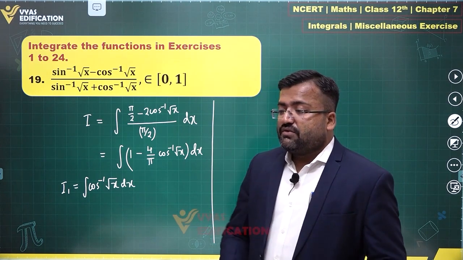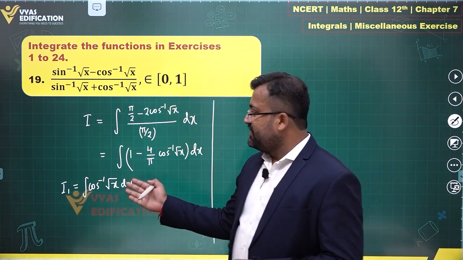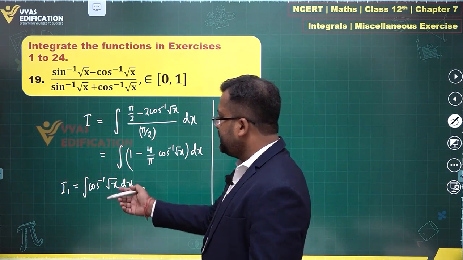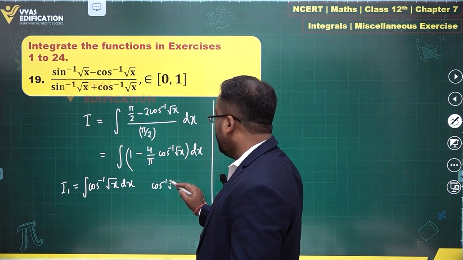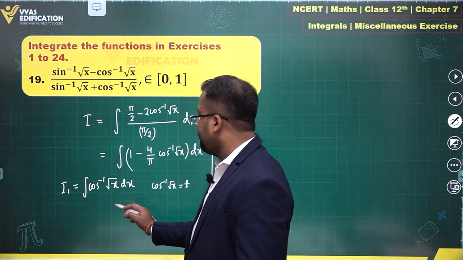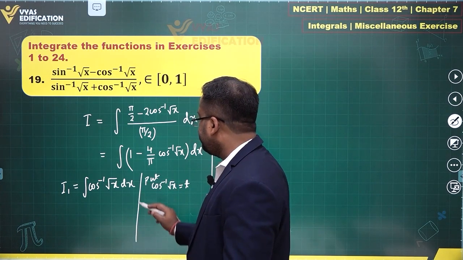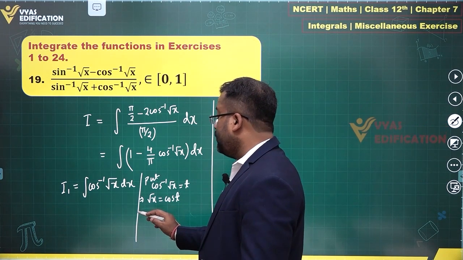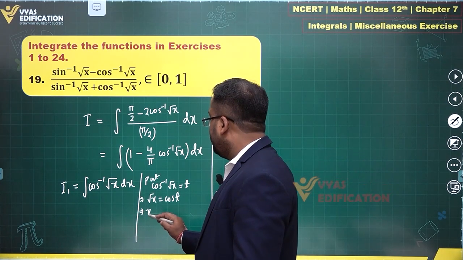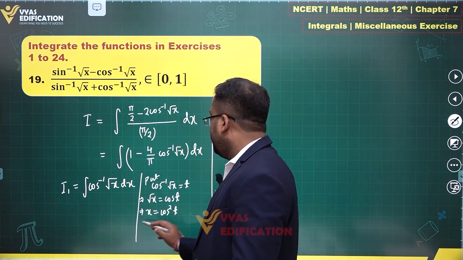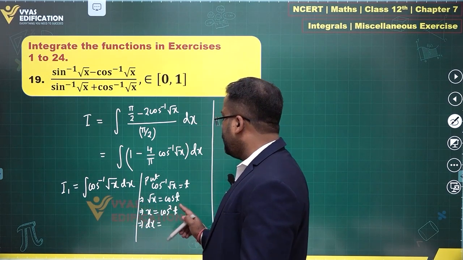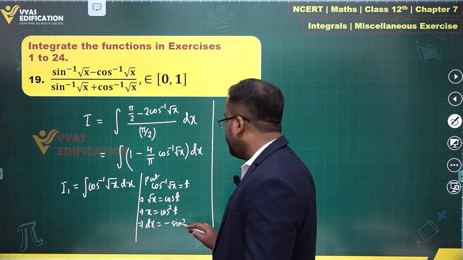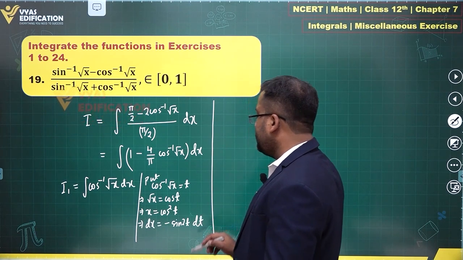So this is cos inverse root x. One idea is to apply by parts directly, taking the first function as this and the second function as 1. Another idea could be to use substitution first. So let's use substitution. Cos inverse root x is equal to t. What does that tell me? Root x is equal to cos t, and x equals cos square t. What about dx? Dx will be equal to 2 cos t into minus sin t dt, which becomes minus sin 2t dt. This is what you get.